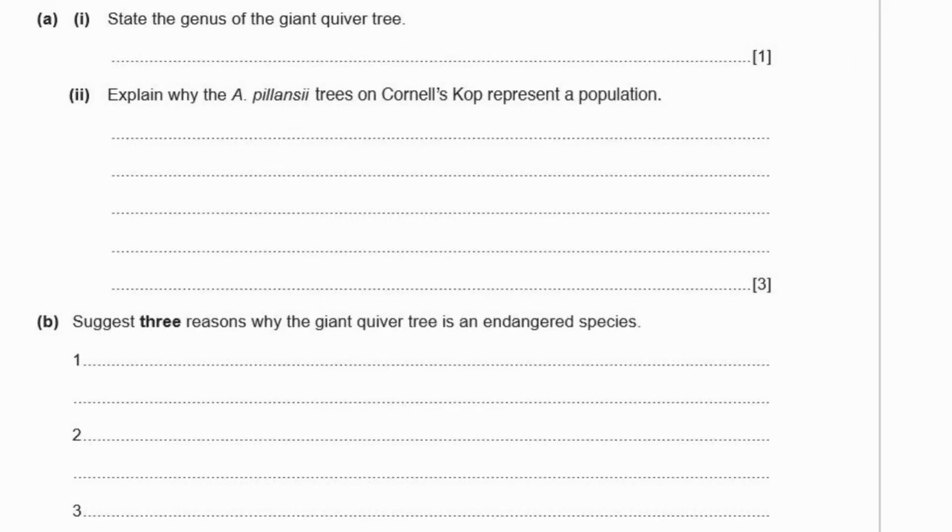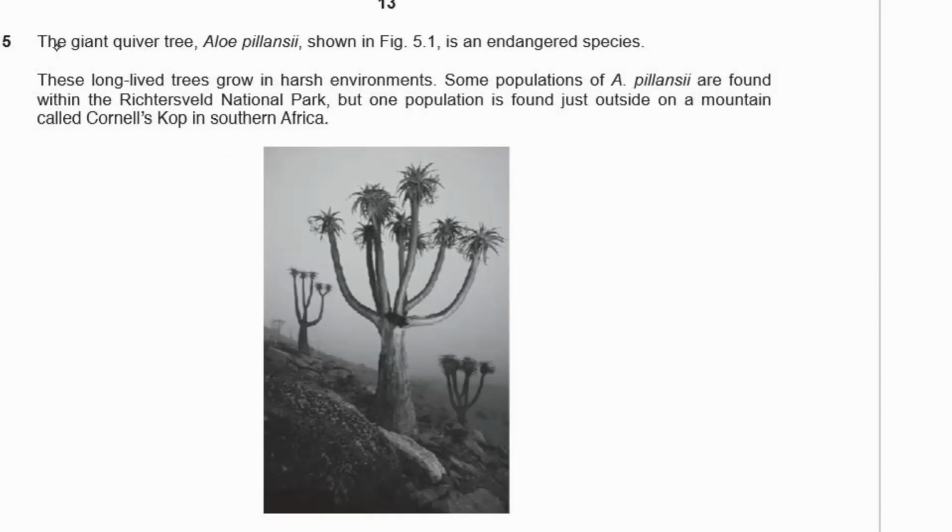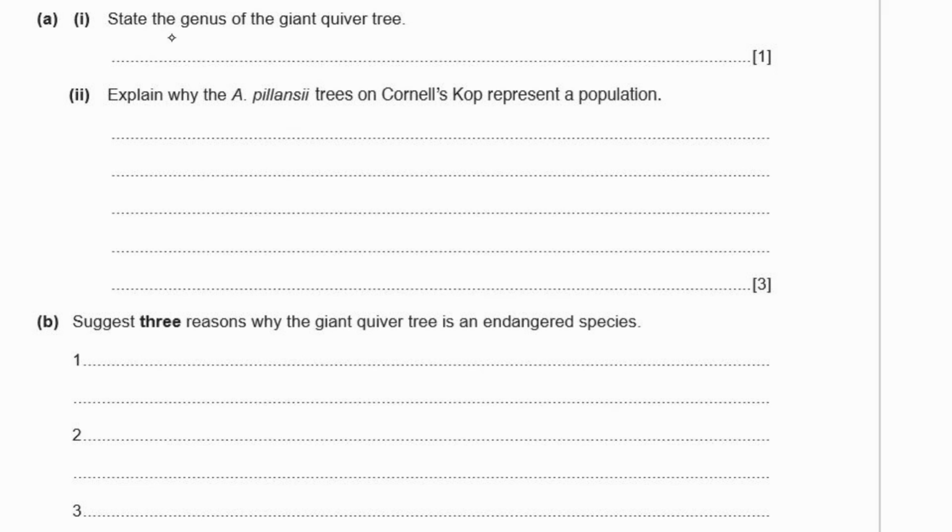A1, state the genus of the giant quiver tree. Okay, it says the giant quiver tree is called Aloe Palancy, which means that aloe is the genus and Palancy is the species. So it's aloe. And remember, genus and species when it's typed are always in italics.